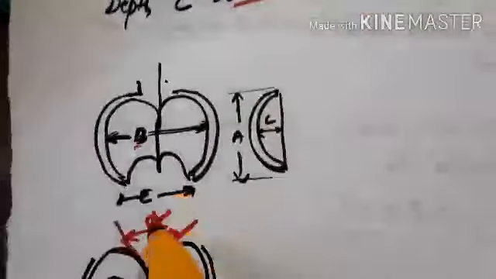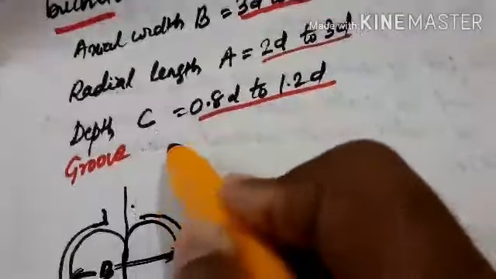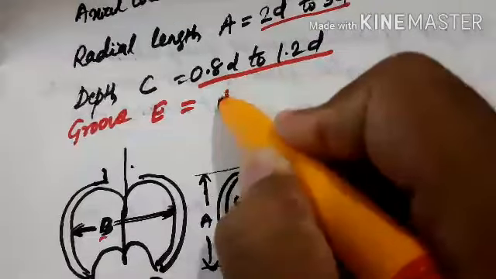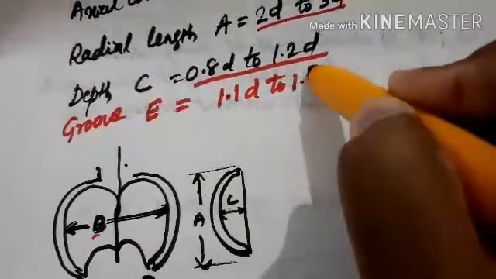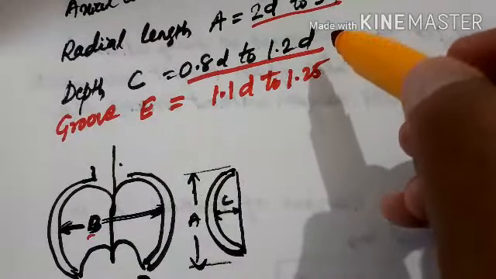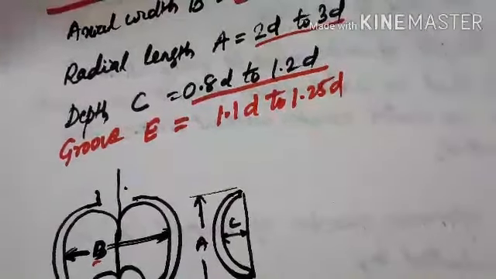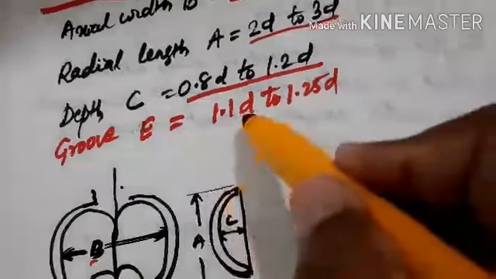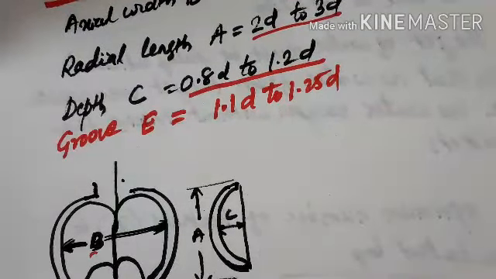And one more is the groove length, that is E, which is taken between 1.1 times D to 1.25 times D. And also this is 1.1 times D to 1.2 times D. Okay.